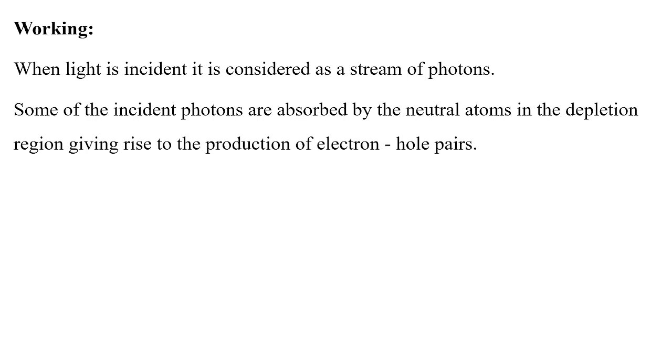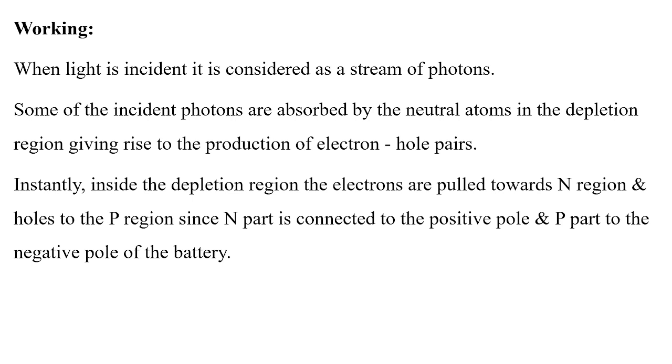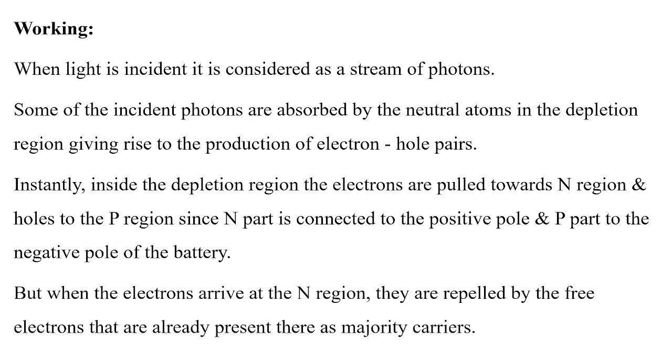When light is incident, it is considered as a stream of photons. Some of the incident photons are absorbed by the neutral atoms in the depletion region, giving rise to production of electron-hole pairs. Instantly, inside the depletion region, the electrons are pulled towards the N region and holes to the P region, since the N part is connected to the positive terminal and the P part to the negative terminal of the battery.